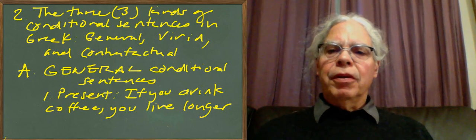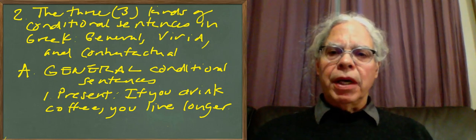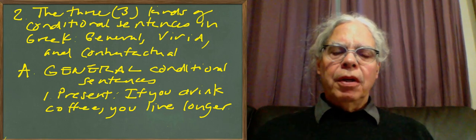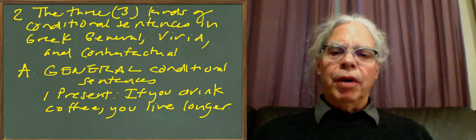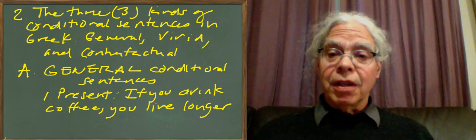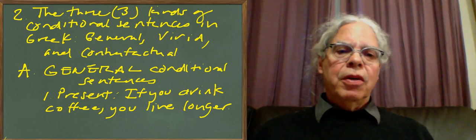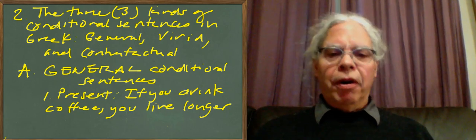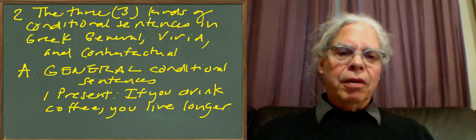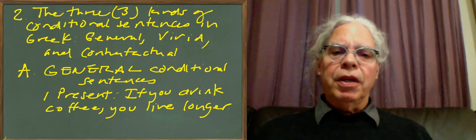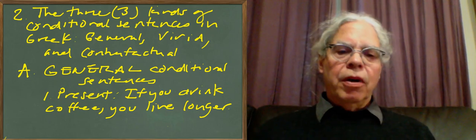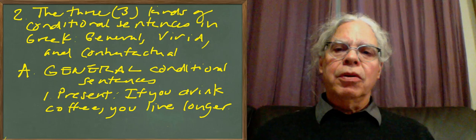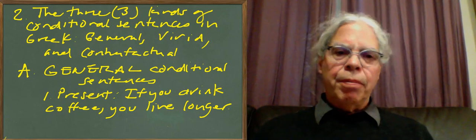But the simplest and the most common kind in ancient Greek, anyway, are general conditions. And they're a very simple way of stating a general rule about experience. They're not about a specific kind of situation. So if you drink coffee, you live longer is a kind of proverbial sentence that you find presented as a general condition. That's the present general condition. And there are two kinds of general conditions. There are present and past.